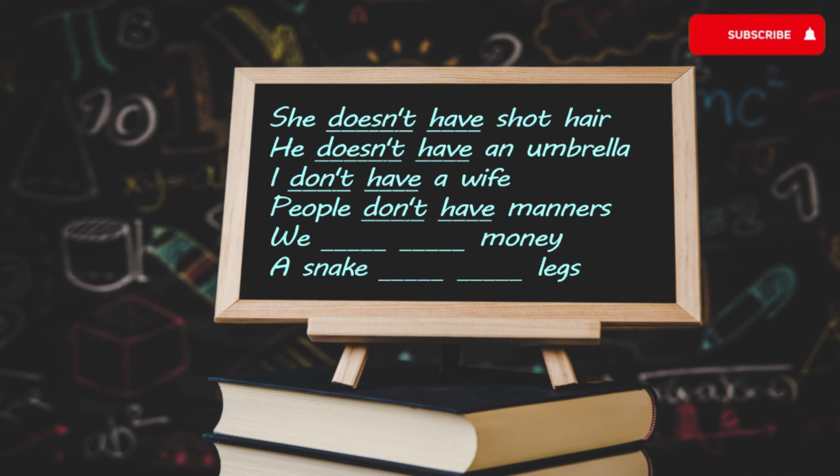We, blank, have money. Should we put doesn't or don't? The correct answer is don't. We don't have money. Okay, and the last one, a snake.